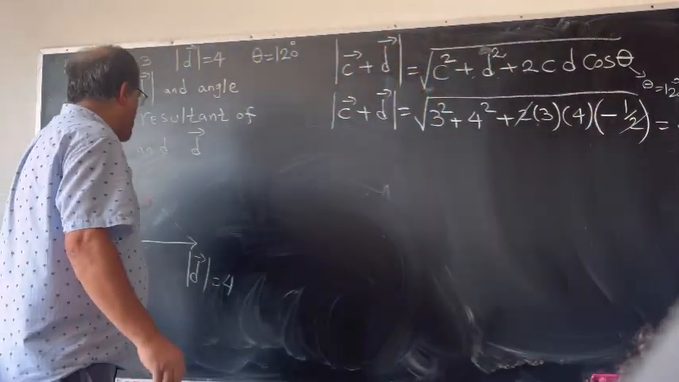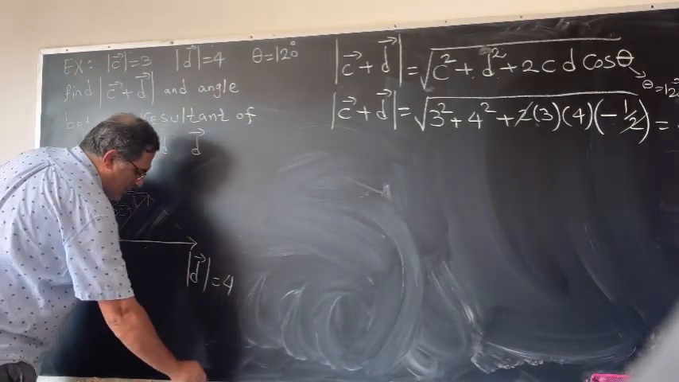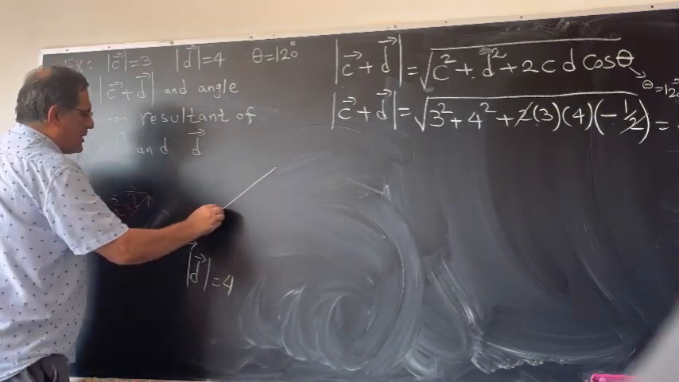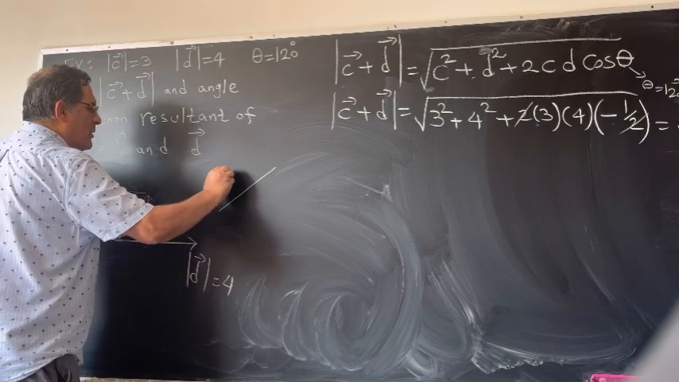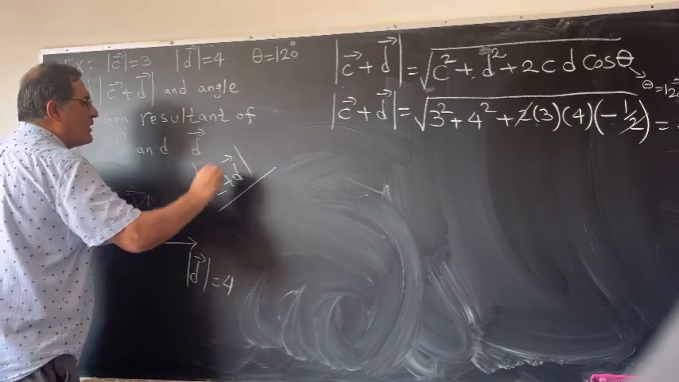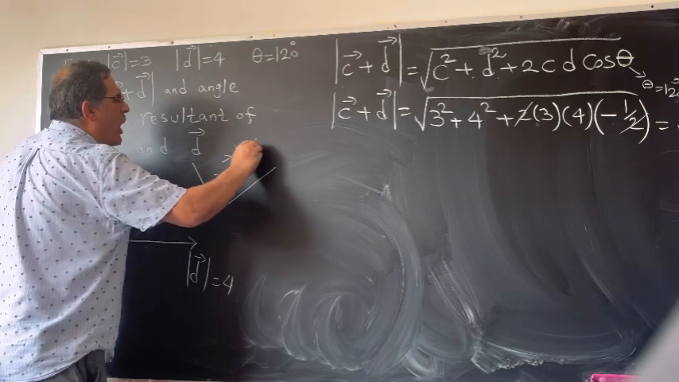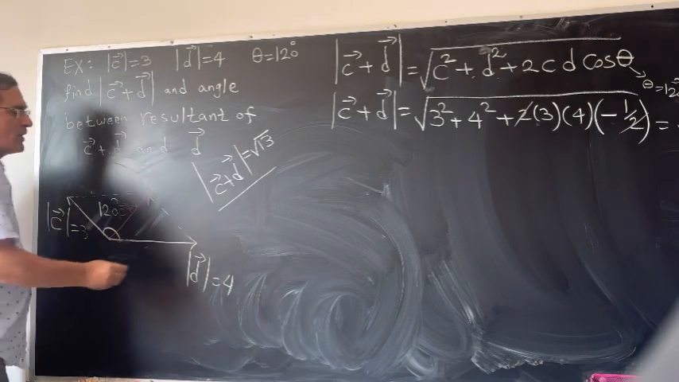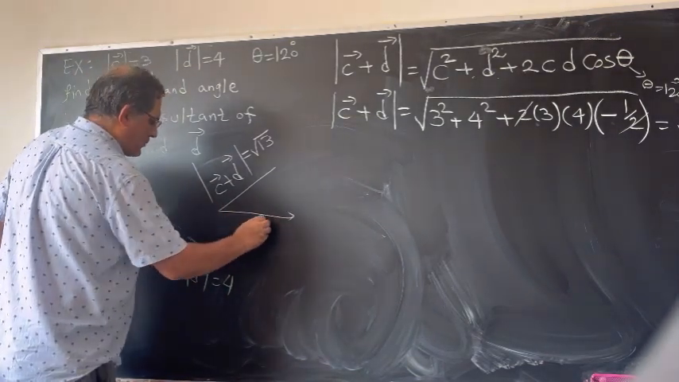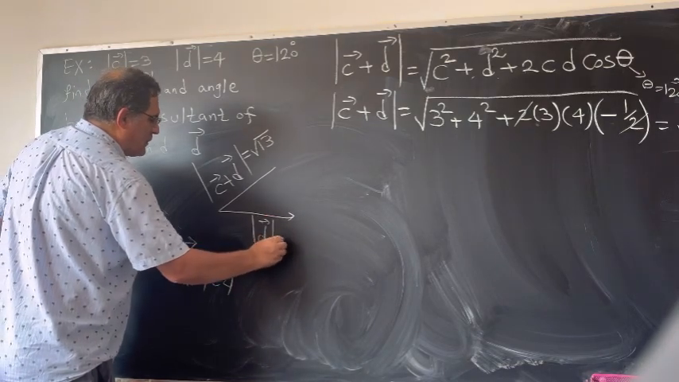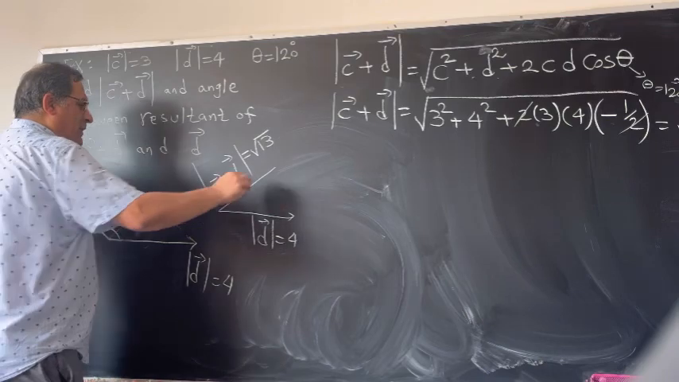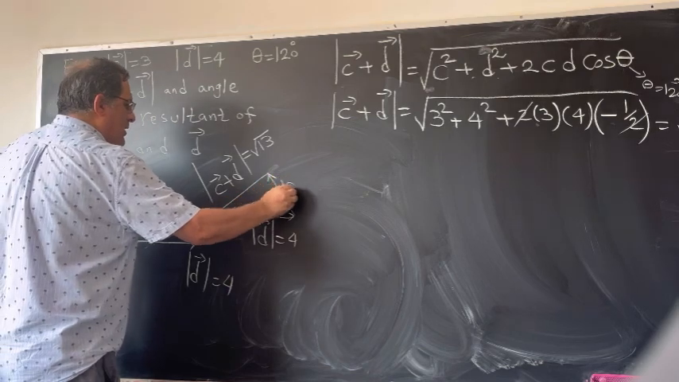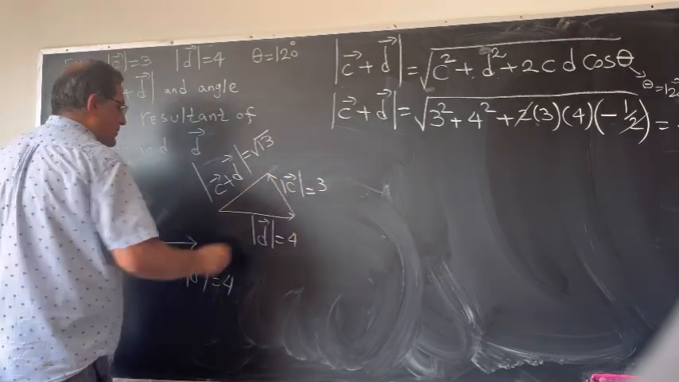Now, for the next step of the question, if you draw one part of your shape, here is C plus D. The magnitude of C plus D, you find how much? Radical 13. You already found the magnitude of C plus D is root 13. And this is vector D, magnitude 4. And this is vector C, magnitude 3 units.